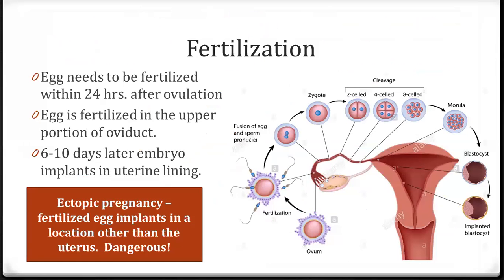All right, fertilization. The egg needs to be fertilized within 24 hours after ovulation. The egg is fertilized in the upper portion of the oviduct. 6 to 10 days later, the embryo implants in the uterine lining. An ectopic pregnancy means that the egg implants in a location other than the uterus, like in the fallopian tube, and it's very dangerous for the mother. And it would not produce a viable offspring.